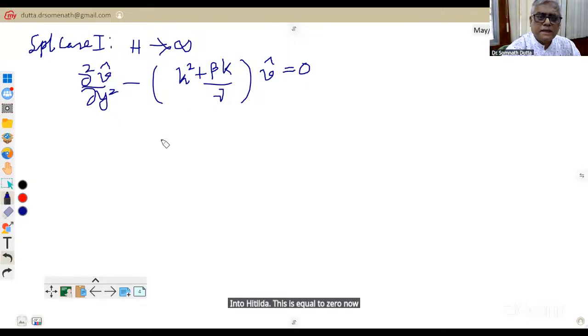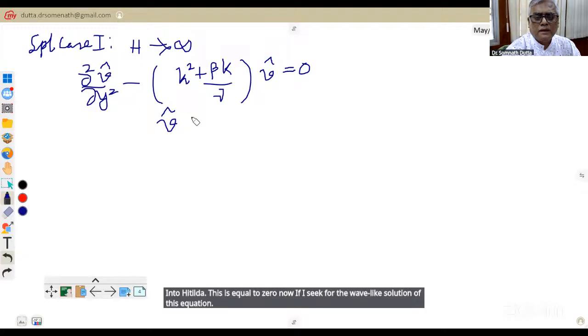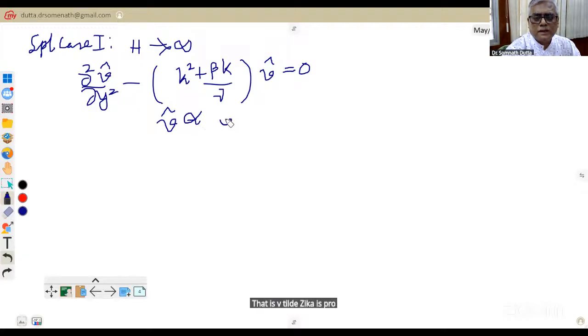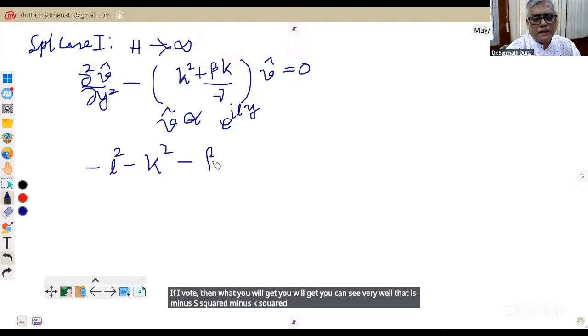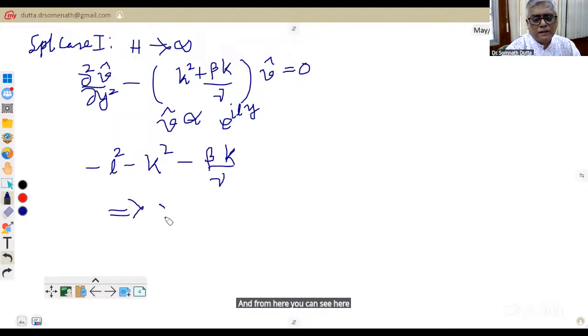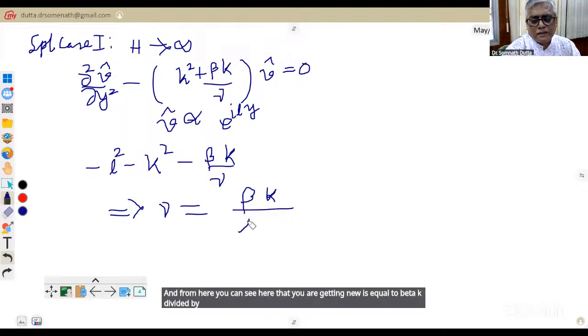Now, if I seek a wave-like solution of this equation, that means v tilde is proportional to e to the power i into l into y. If I put that in, then what you will get? You can see very well that it is minus l square minus k square minus beta k by nu. And from here you can see that you are getting nu is equal to beta k divided by l square plus k square. You remember in the last class we discussed, we got this expression for the Rossby wave.